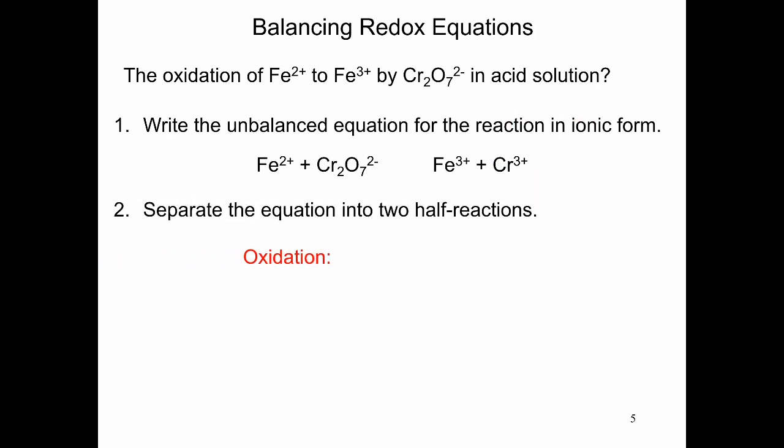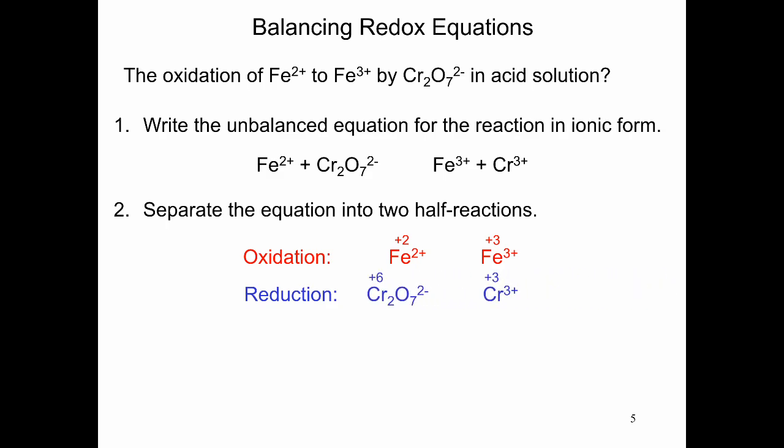So separate the equation into the two half reactions. So you have your iron. The one that undergoes oxidation is the iron, so iron 2+ to iron 3+. The oxidation number is +2, and it becomes +3. So that's actually one of the ways to know which one undergoes oxidation and which one undergoes reduction. If your oxidation number increases, it undergoes oxidation. If the oxidation number decreases, it underwent reduction.